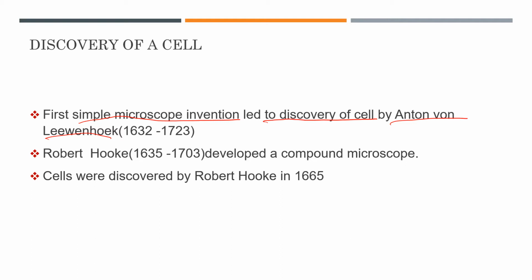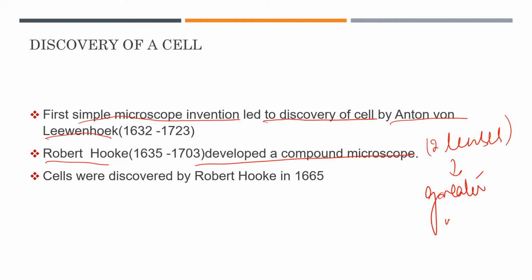Then came Robert Hooke, who developed a compound microscope, the next scientist to discover the compound microscope with two lenses. As it has two lenses, it has greater magnification. Is it clear? The more the lenses, the more the magnification.